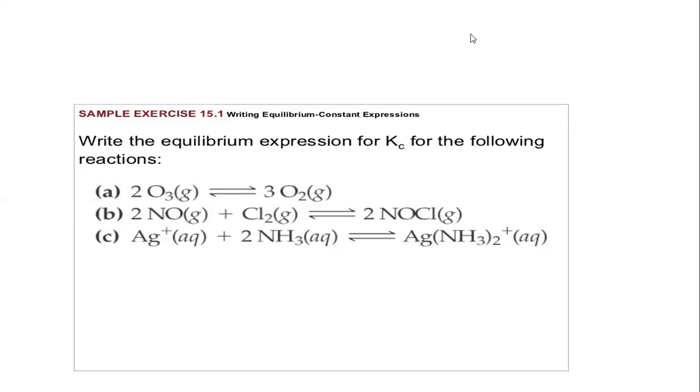Yes, Nanama. Kc is equal to square brackets O2 raised to the power 2 divided by square brackets O2 raised to the power 2. Good. Let me write your answer down. That's good. So that is from Nanama.